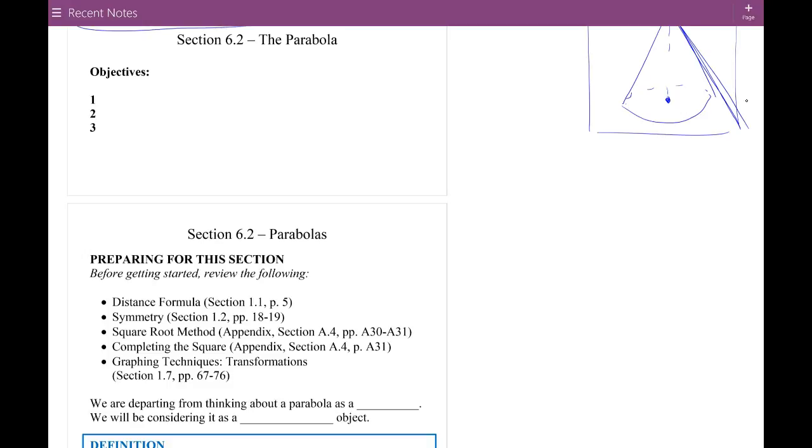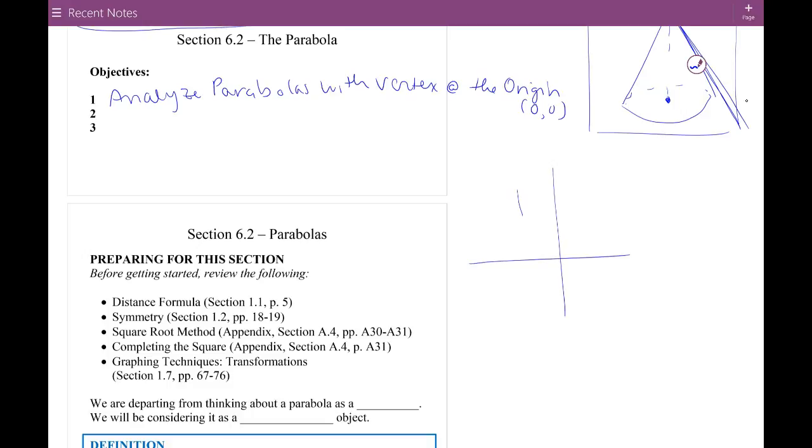And then we move on to parabolas. So the first objective is going to be to analyze, and we'll talk about what we mean by analyze, parabolas with a vertex at the origin, so at the point 0, 0. So the first parabolas we're going to look at are going to have the vertex right at the origin. They're going to open up, down, right, and left. Those are the four possibilities.